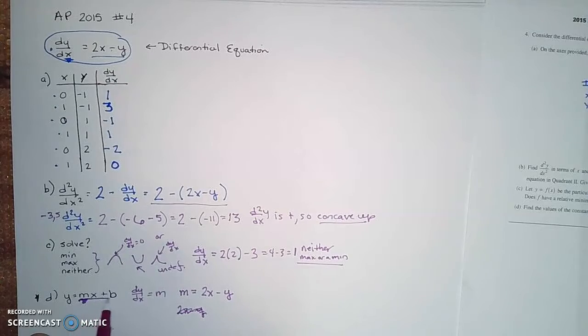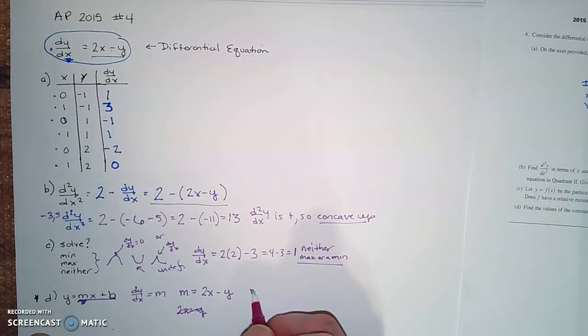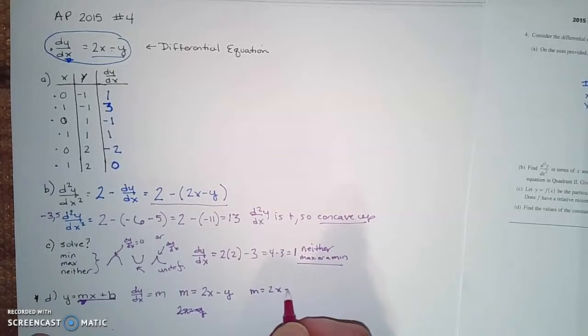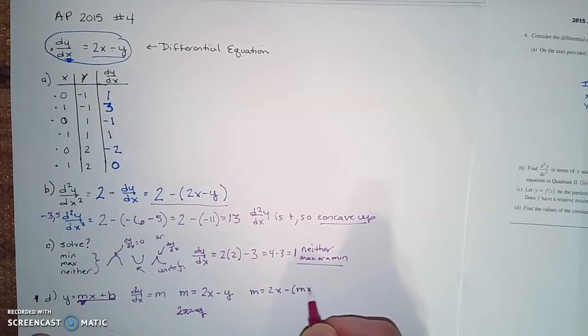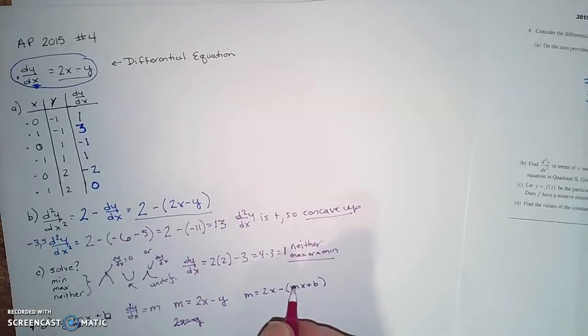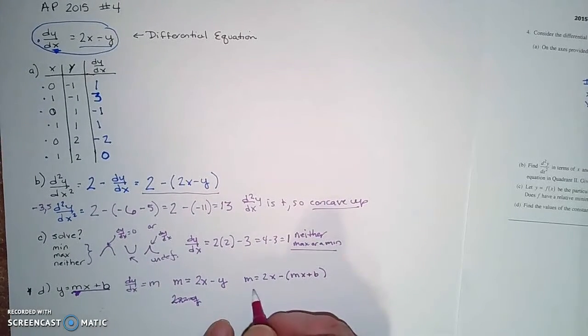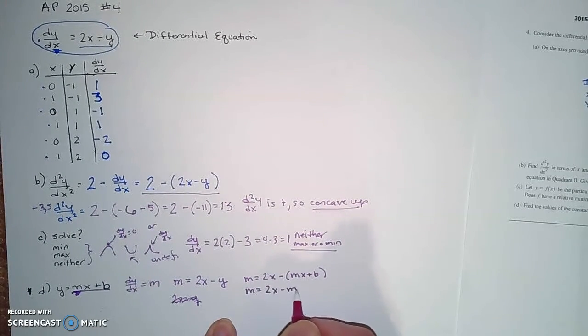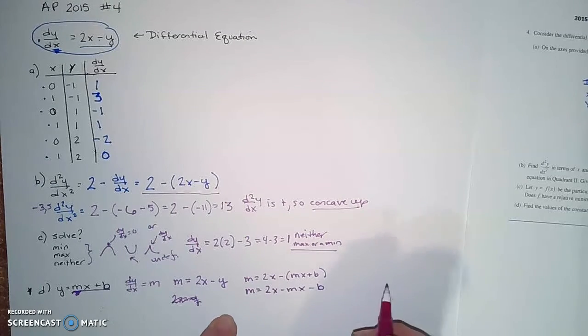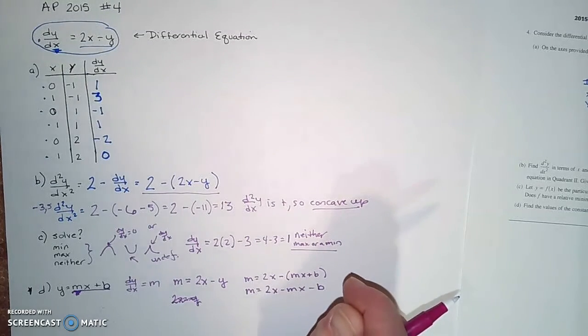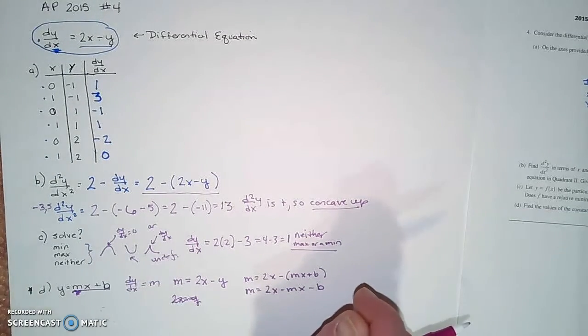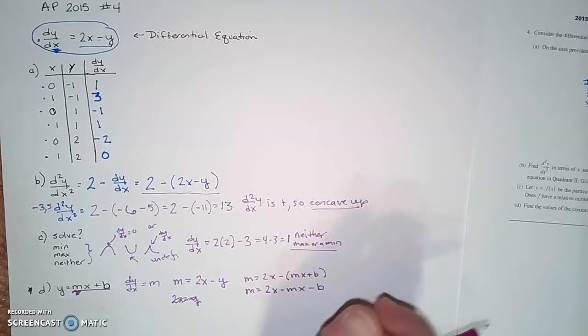We also know that y equals mx plus b. So that means that this equation right here can be rewritten as m equals 2x minus (mx plus b). Sorry, I hit my page there. If I simplify that a little bit, I get m equals 2x minus mx minus b. And I'm trying to use that information to solve for m and for b.